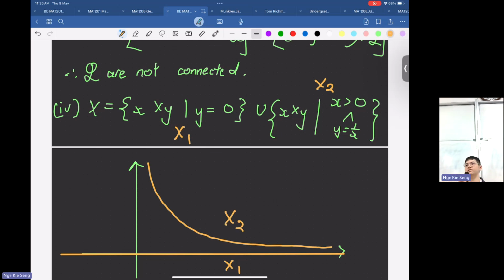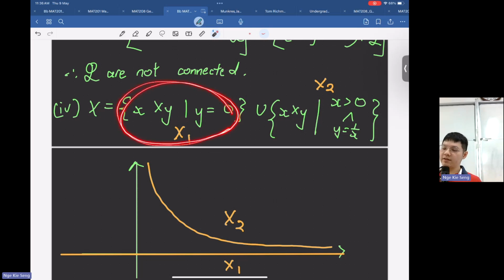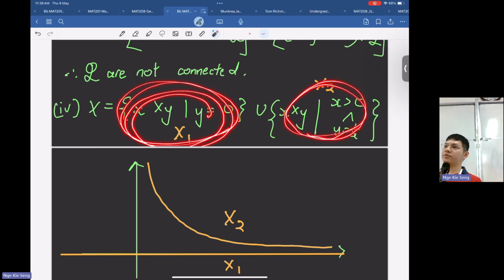So is this connected or disconnected? Disconnected. Why? Can you convince people why? You can use the argument that these two sets don't have limit points of each other. So when you ask about this, you need to find the limit set of x2 here. What's the limit point of x2?